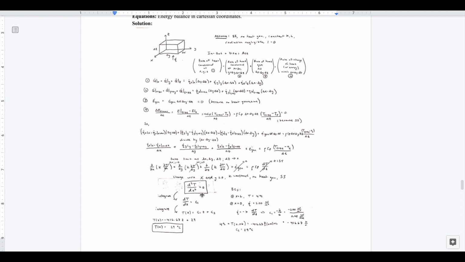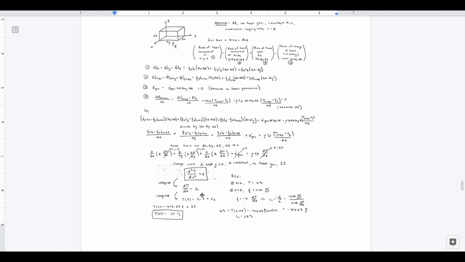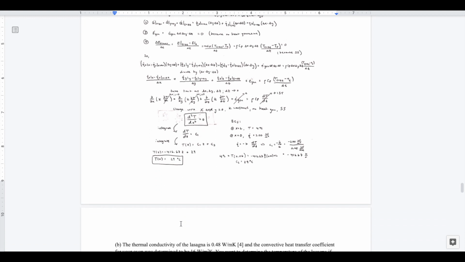Integrate this twice and apply your two boundary conditions, and you find your temperature at the bottom of the lasagna. Solving this shows learning outcome 2B.